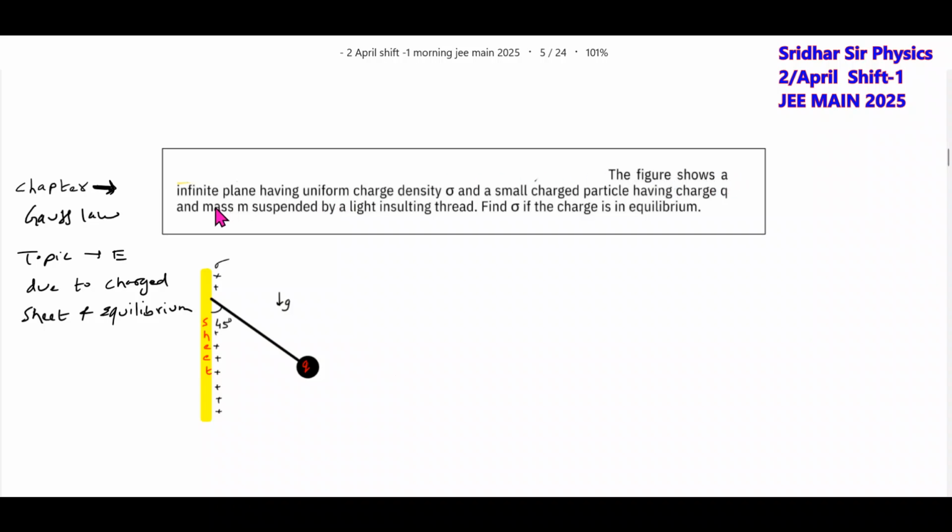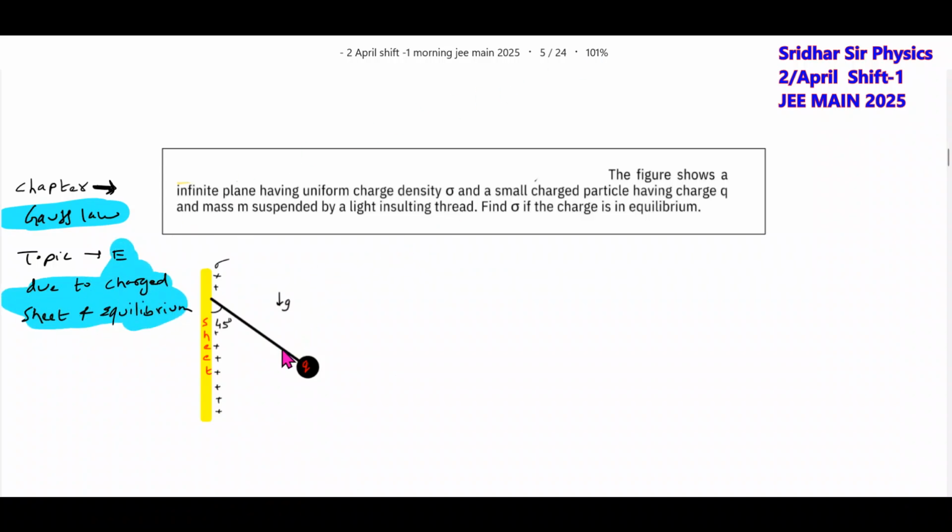The figure shows the infinite plane having uniform charge density sigma. This is a charge sheet. A small charged particle having charge q is suspended by an insulating thread. Find the sigma if the charge is in equilibrium. It will make an angle 45 degree. So here we have this angle 45 degree. Now what is this whole chapter? Gauss law. Again, E due to charge sheet and equilibrium concept.